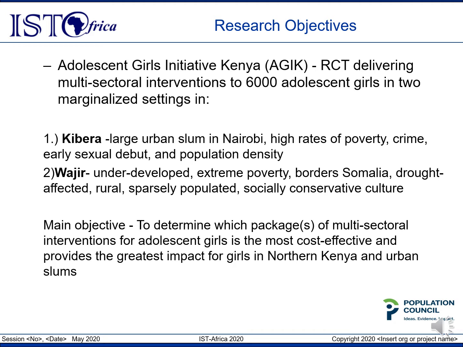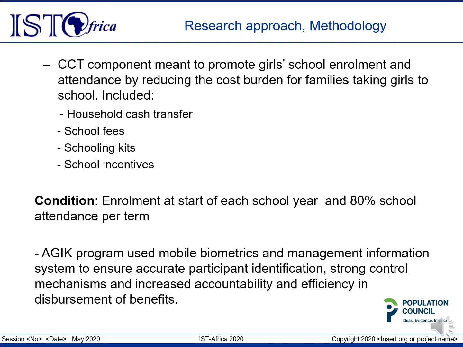And the other context is Wajir, which is a rural marginalized area that is characterized by underdevelopment, extreme poverty, drought, and a socially conservative culture. The main objective of the Adolescent Girls Initiative Kenya program was just to determine which package or packages of multi-sectoral interventions for adolescent girls is the most cost-effective and provides the greatest impact for girls in northern Kenya and urban slums.